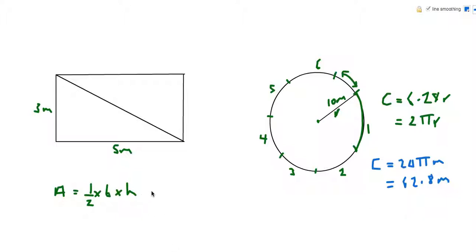And the area of this triangle is going to be 3 times 5, which is 15. We need to times that by either a half or divide by 2, which is the same thing. And that's 7.5 meters squared.